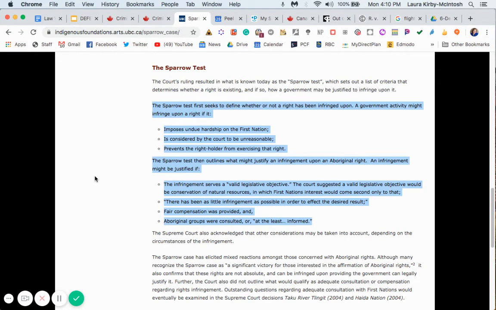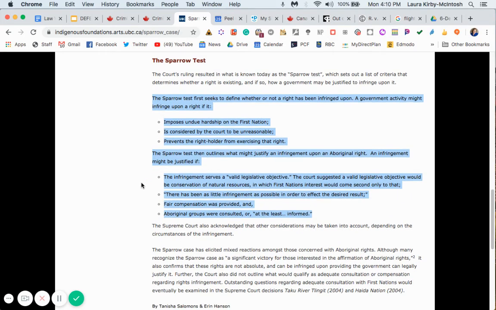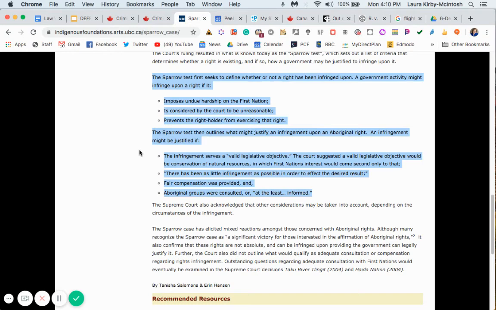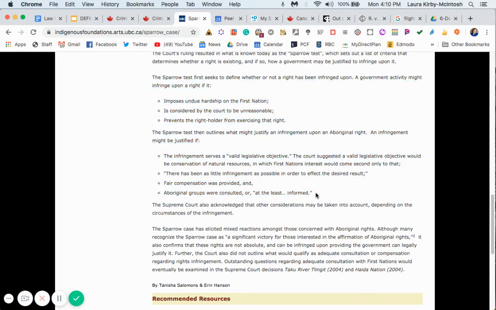So first of all, you can see there's a three-part test to find out whether an Aboriginal right has been infringed upon. And then second, if the government is going to try to justify an infringement of an Aboriginal right, then they have to do these four things. And look at this last one. Aboriginal groups were consulted or at least informed.